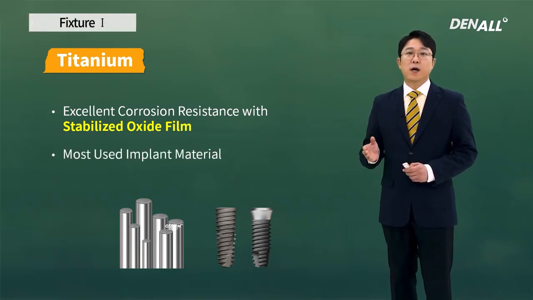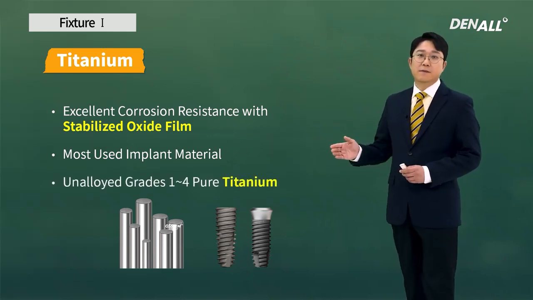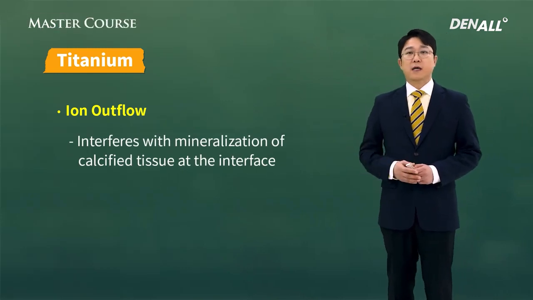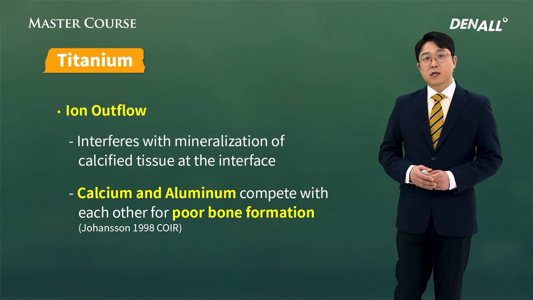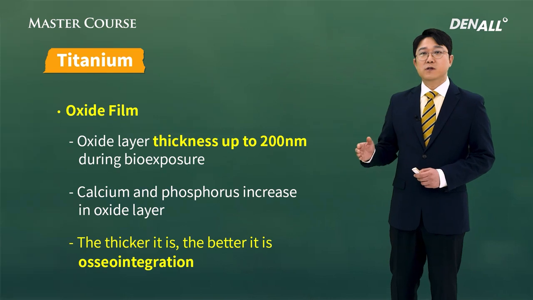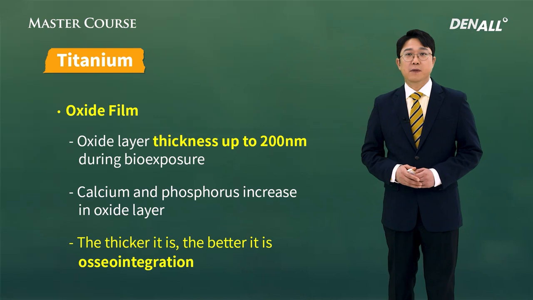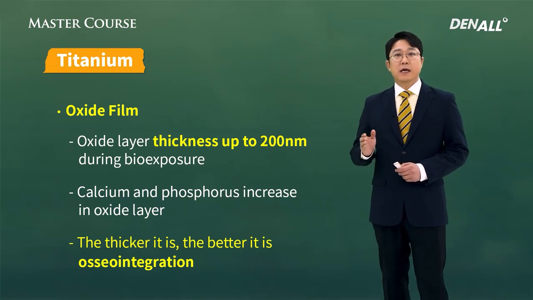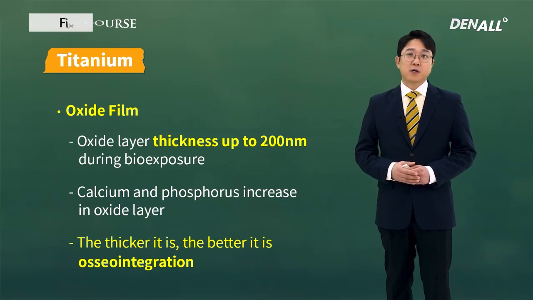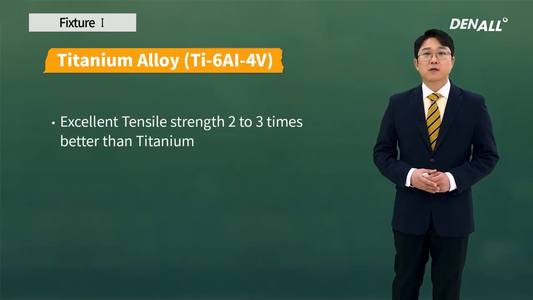It is classified into grades 1 through 4 depending on the contents of oxygen and iron. Titanium is a metal, so ions can come out that can work very adversely in a living body, but titanium in the body forms a stabilized oxide layer. Its thickness is about 200 nanometers. The oxide layer enables osseointegration, so titanium can be used as a safe material for implants.